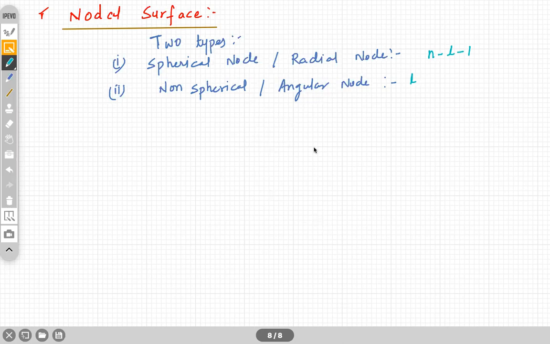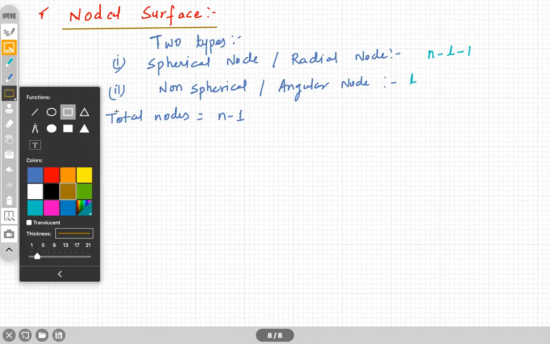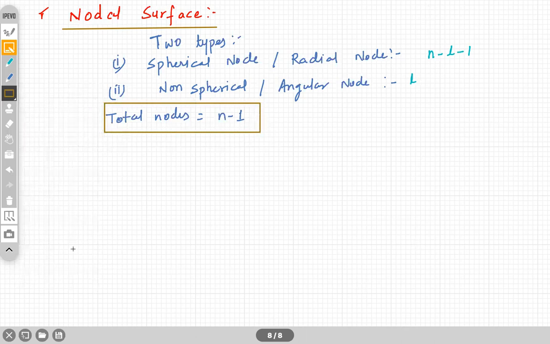Okay, these are the two nodes. If I ask you, what is the total number of nodes? That would be the sum of these two, n minus 1. This is the formula we have. First of all, you should know this formula, how to find out the nodes in any orbital. This is one part of it.